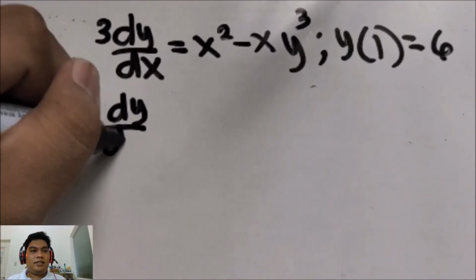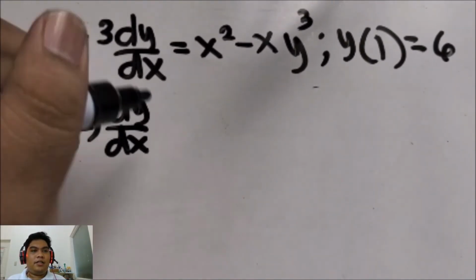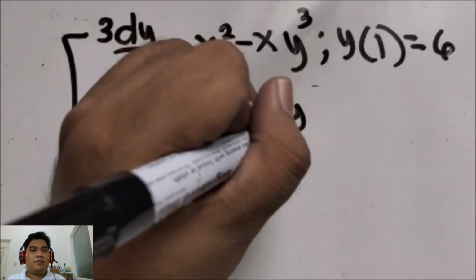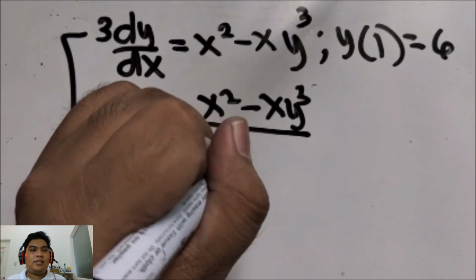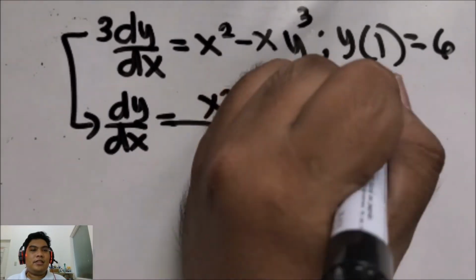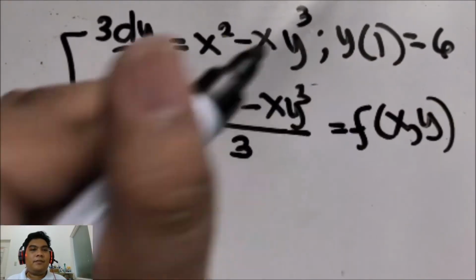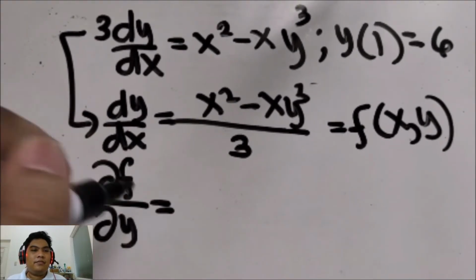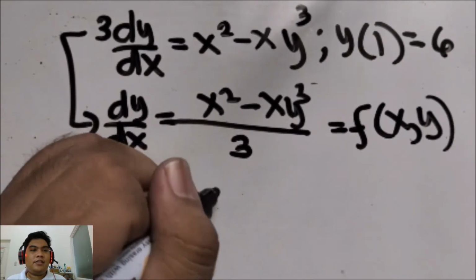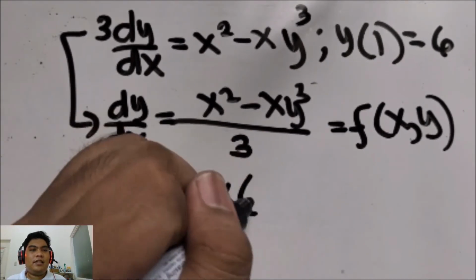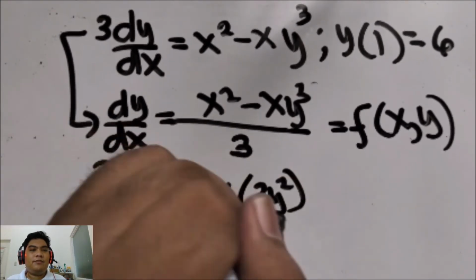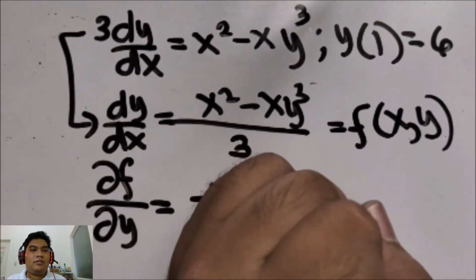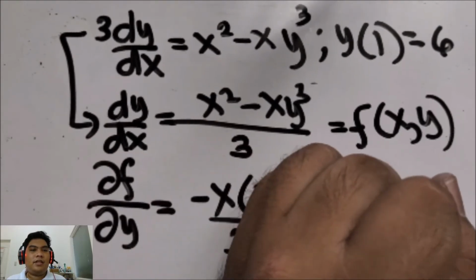Okay, so here is the solution for example 8. We first divide both sides by 3, so we get dy over dx is equal to x squared minus xy cubed all over 3. This is f(x,y). And we get the partial derivative of f with respect to y. So the first term is 0. So what remains is negative x times the derivative of y cubed, which is 3y squared, all over 3, equal to negative xy squared.